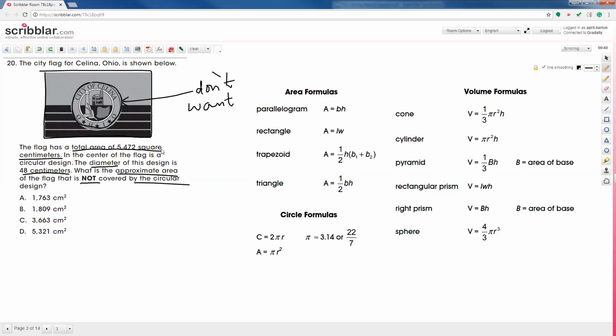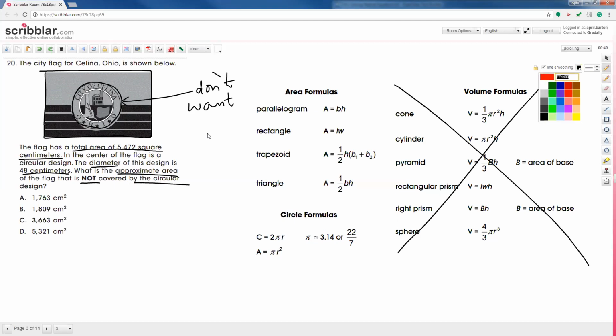So this time we don't have to look for any kind of secret keywords. They just told us straight out we have area. It says the total area. It says to find the approximate area. We know we can ignore the volume formulas for this problem and just look at area formulas. So they outright told us the total area. We don't have to do any calculation there, but we do need to find the area of the circle. To find the area not covered by the circle, let me kind of highlight it. It's everything outside of the circle.